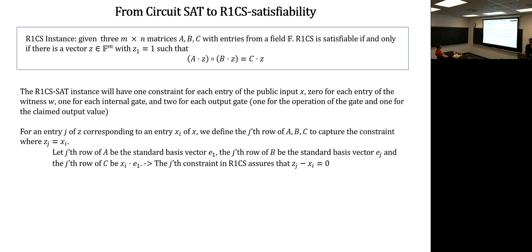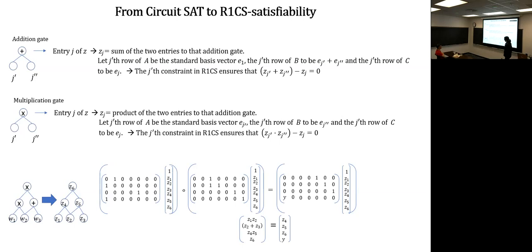And I probably should show you the example of how we construct such an R1CS instance for the following circuit. So assume we have the following inputs W1, W2, W3. And then this is translated into the following coordinates of the Z vector. One, the two and the three are the inputs to the circuit. Four is the output of this gate. Five is the output of this addition gate. And six is the output of that multiplication gate.